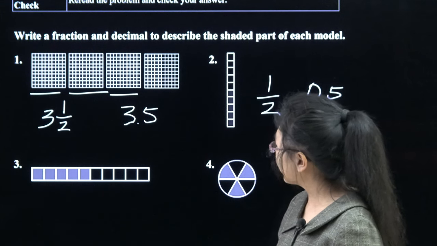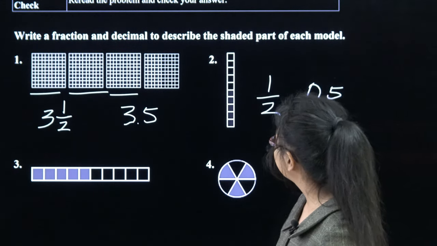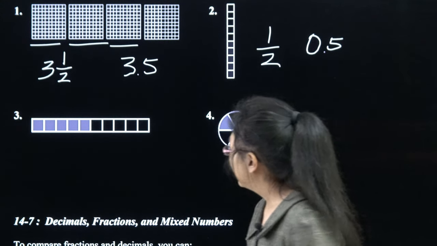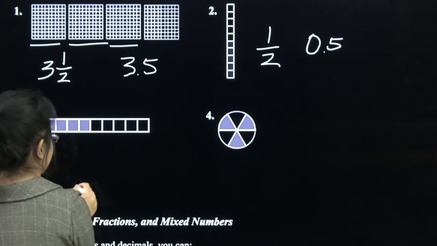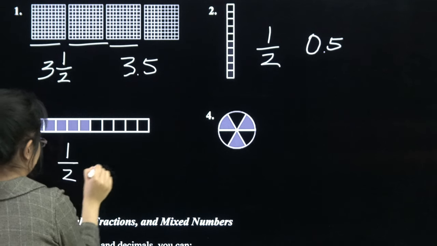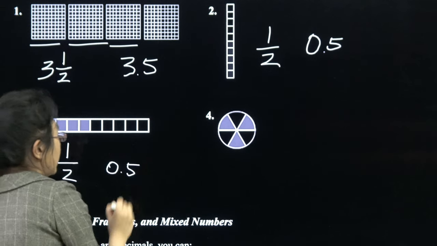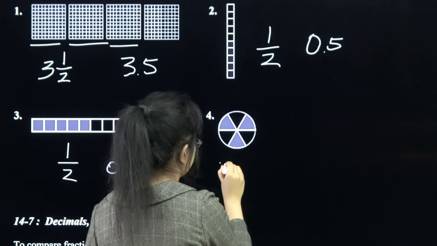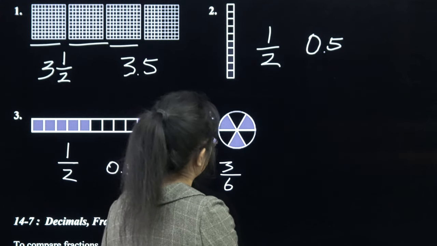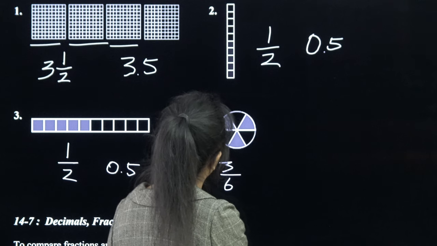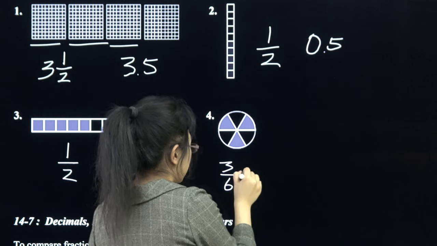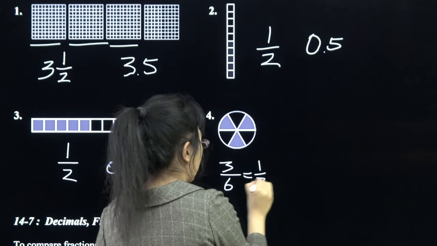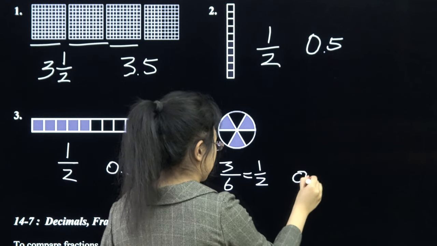And this one, all right. That's also 5 over 10, which is also a half and 0.5. And this is 3 over 6. Huh, kind of looks like one of those hazardous symbols. 3 over 6 simplifies into 1 half, which is 0.5.